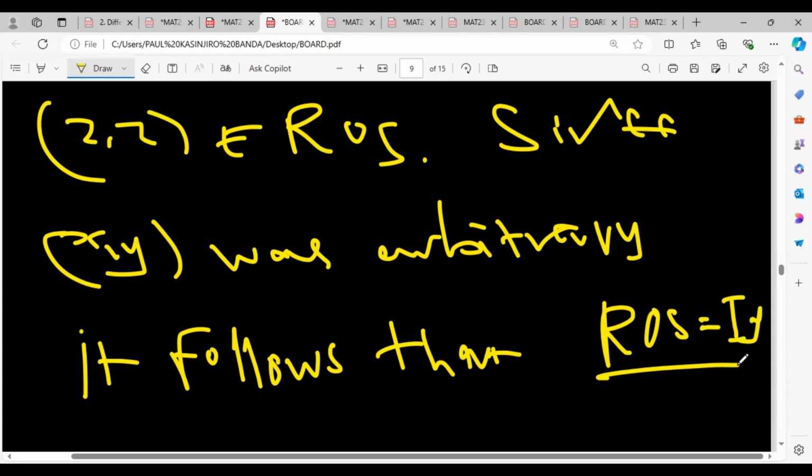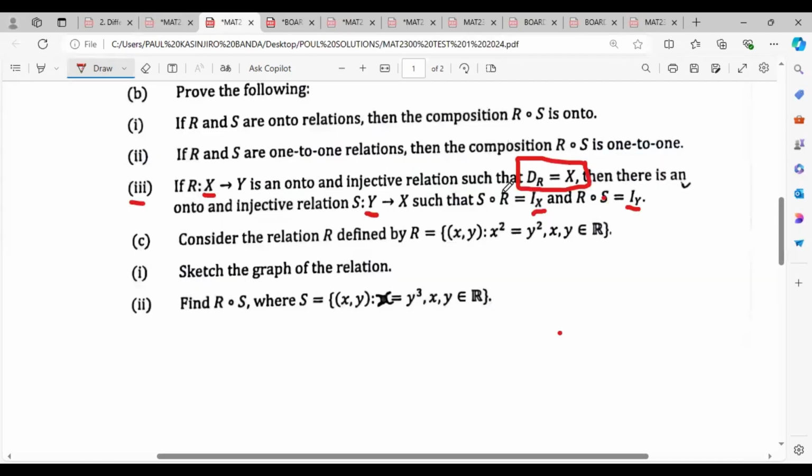So we've proved all the four. It means we are done with our question. We proved that S is injective. We've proved that it's onto. We've proved that the composition S of R is just the identity on X, and we've also proved that R of S is just the identity on Y. So it means we have answered this question.